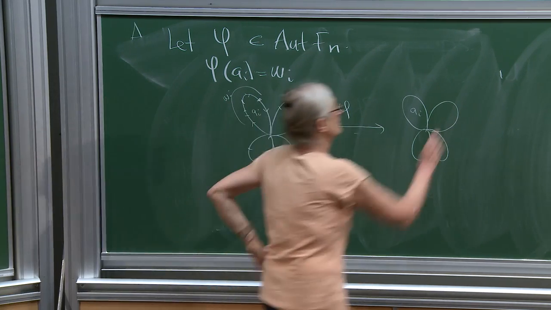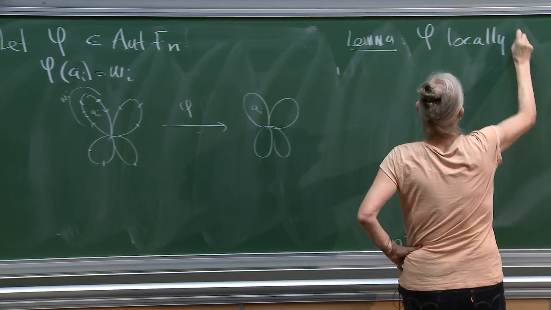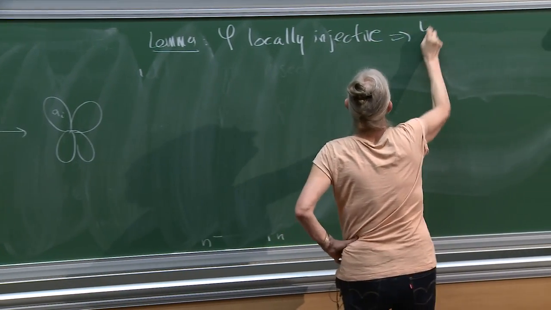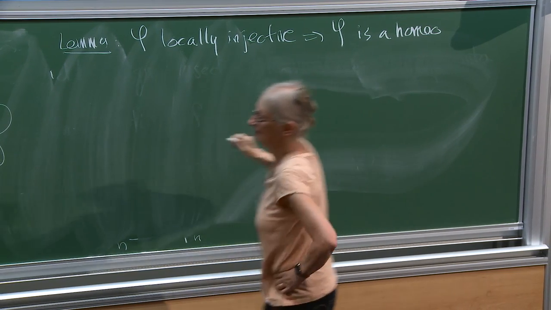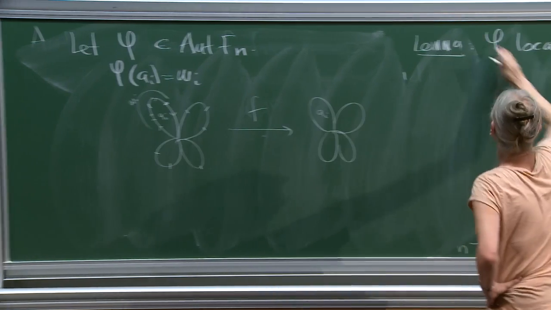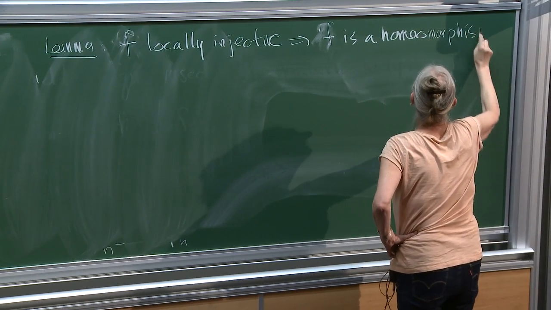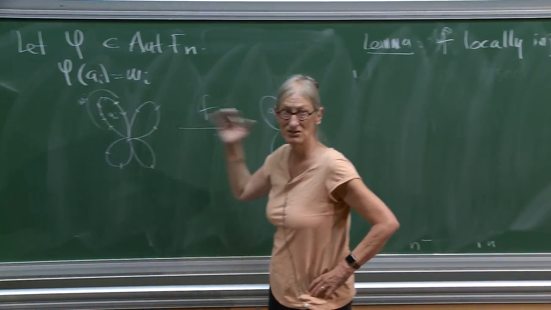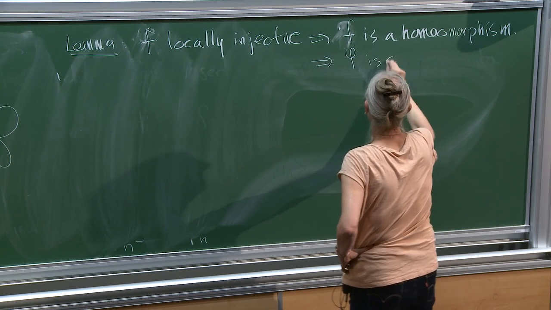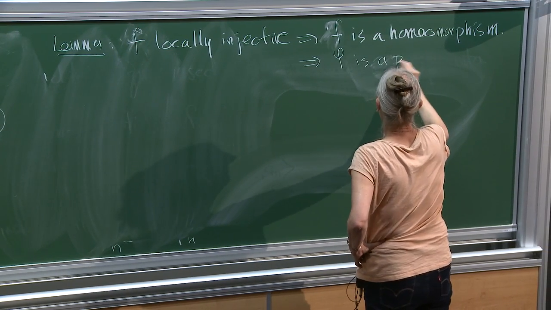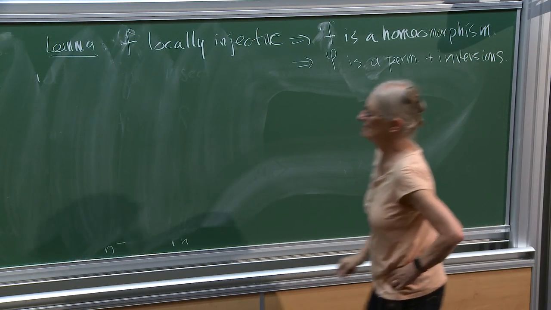Now, the lemma: if phi is locally injective, then phi is a homeomorphism. I'm calling phi both the automorphism and the map; I should call the map something else. If f is locally injective, then f is a homeomorphism. A homeomorphism can't do very much to this picture except permute the petals and maybe flip them. So that implies that phi is a product of permutations and inversions.